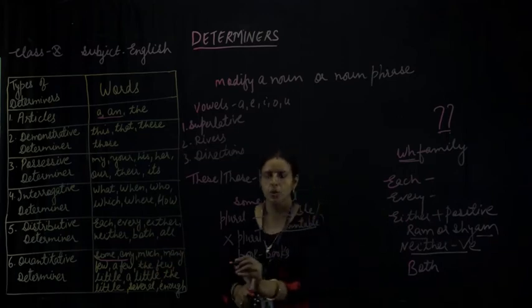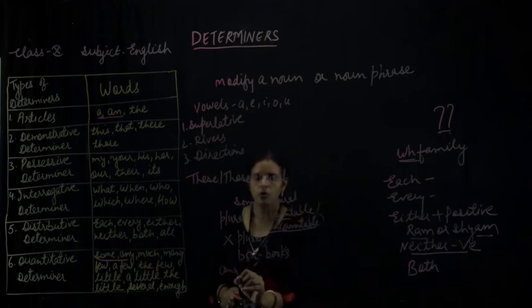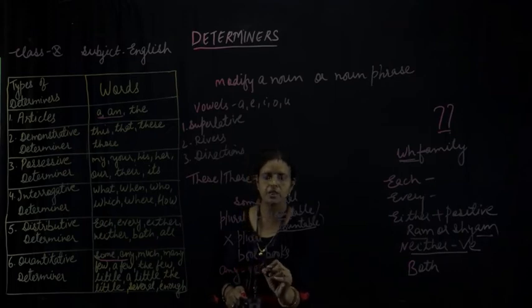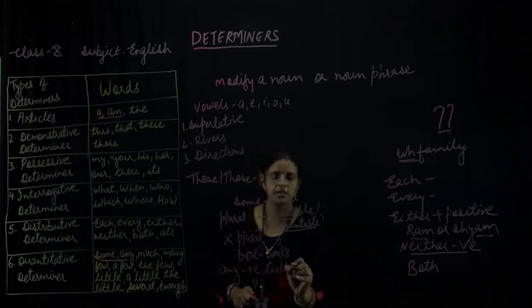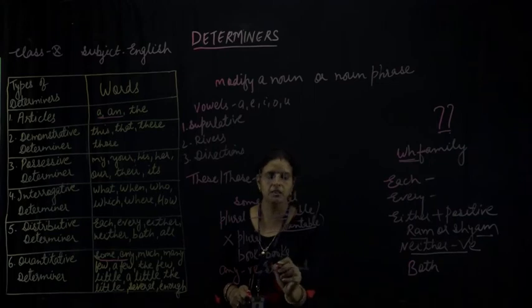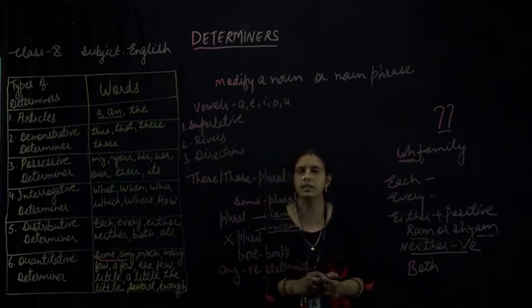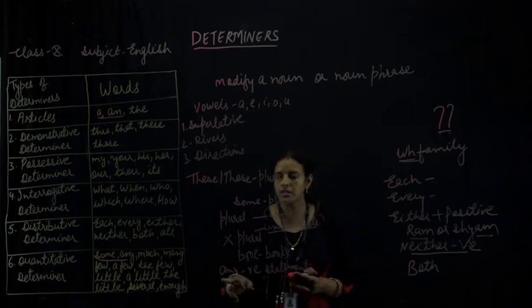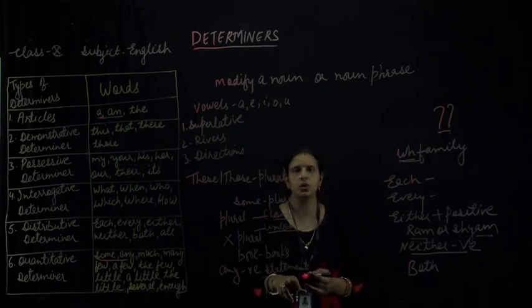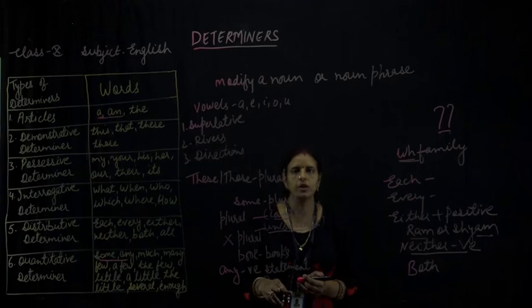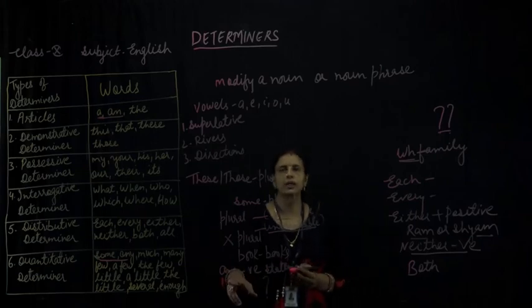Next is "any". "Any" is used with questions or negative statements. Means, is there any student present in the class? It has a question mark, so it is interrogative, or it is saying that negativity is there. Is there any student present in the class, or is there any water in the pond? In that case, we'll make use of "any".